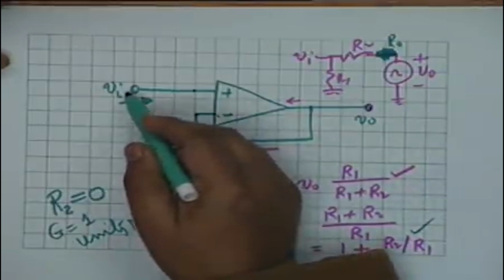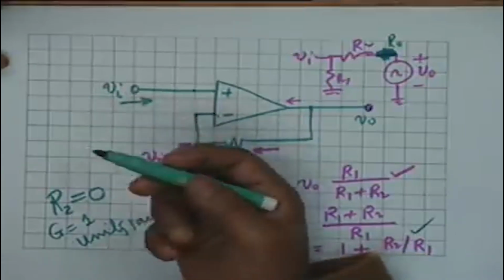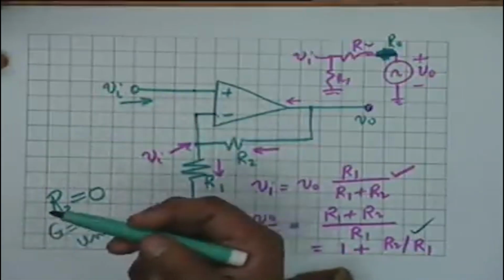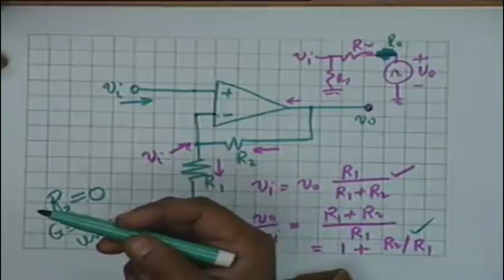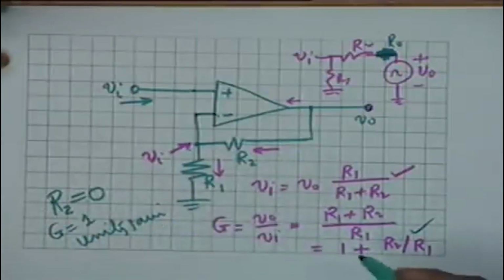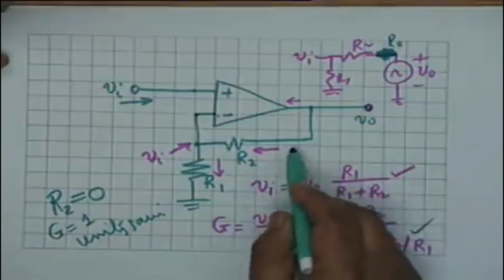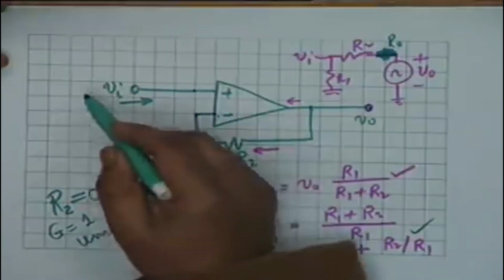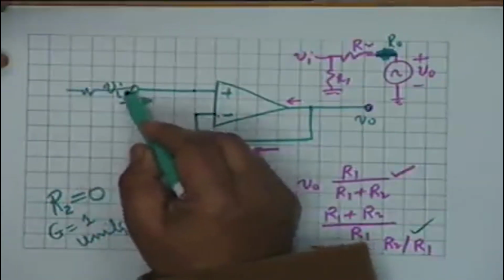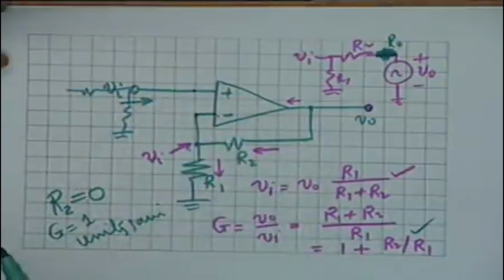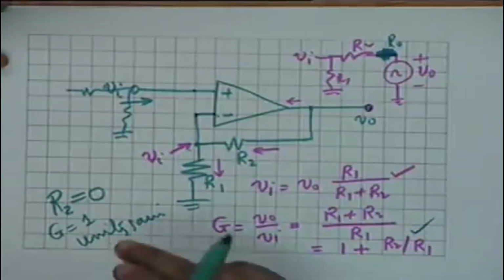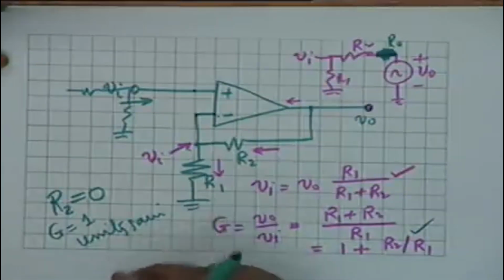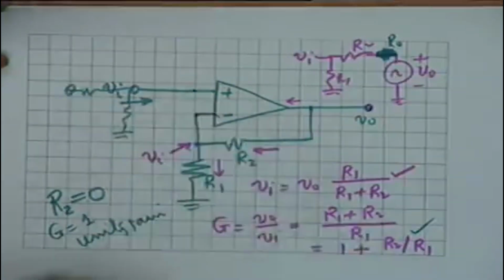Why don't you, before applying to here, attenuate by the required factor? Suppose I want a gain of half. Then what I do is I make R2 equal to 0, R1 equal to infinity, and then I use a potential divider here. That's it. I can reduce the gain to half, but in the process I also lose something. What is it that I lose?